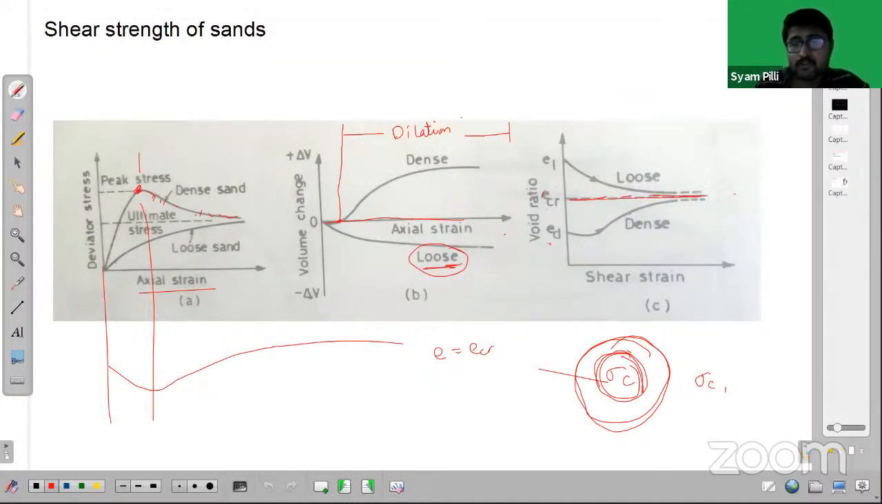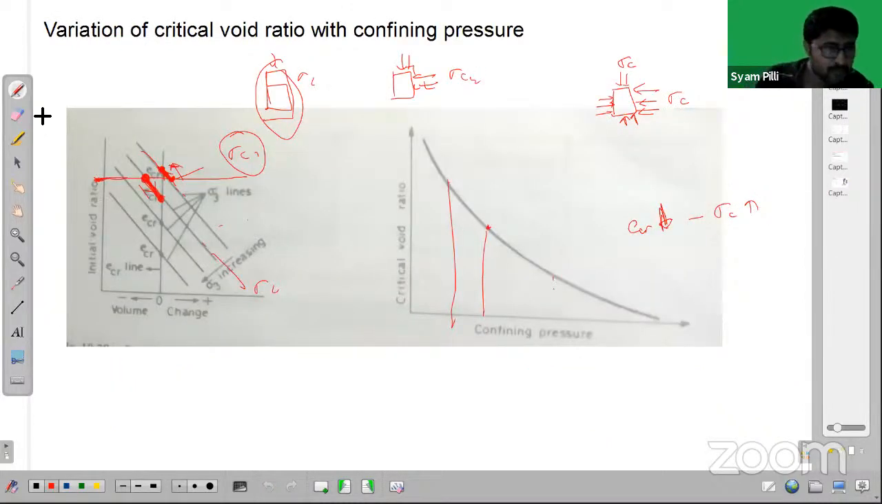So critical void ratio means, it is the void ratio of a soil which shows no volume change under a certain confining pressure, right? So we'll write this definition. Sir, how do we define critical void ratio? That's what I'm explaining. Critical void ratio, you can define in so many ways.